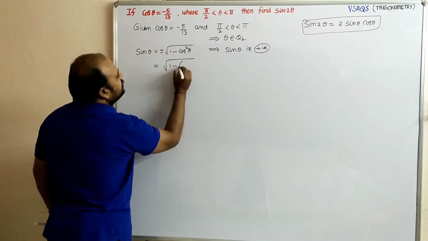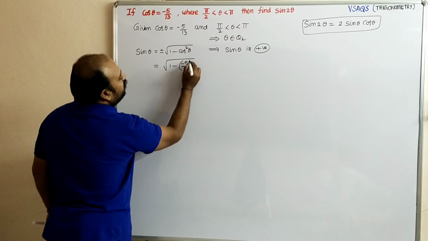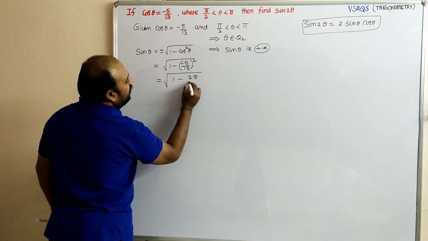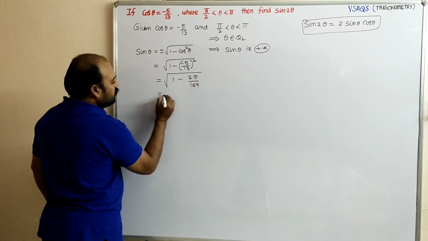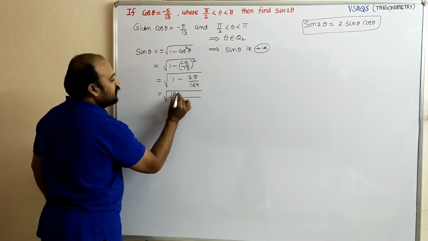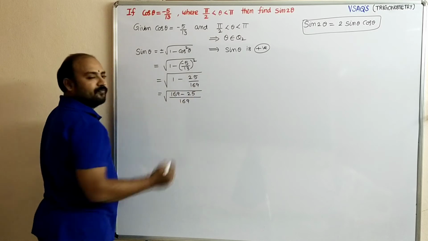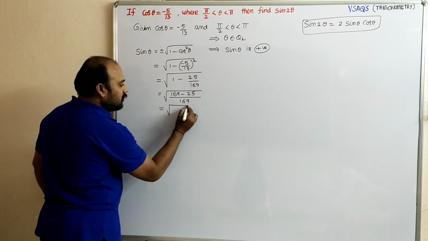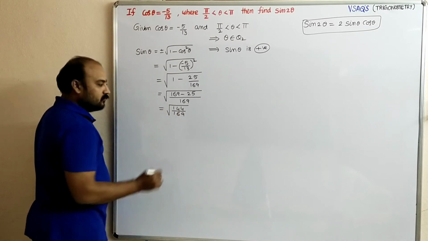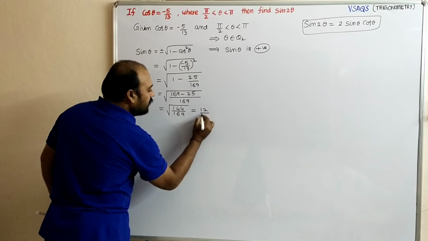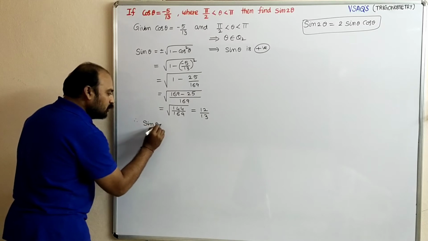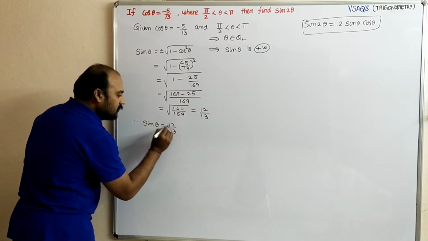Square root of 1 minus 5 by 13 whole square, which is equal to square root of 1 minus 25 divided by 169, which is equal to square root of, 169 is the LCM, 169 minus 25, which is equal to square root of 144 divided by 169, which is equal to 12 divided by 13. Therefore, the value of sin theta is equal to 12 by 13.